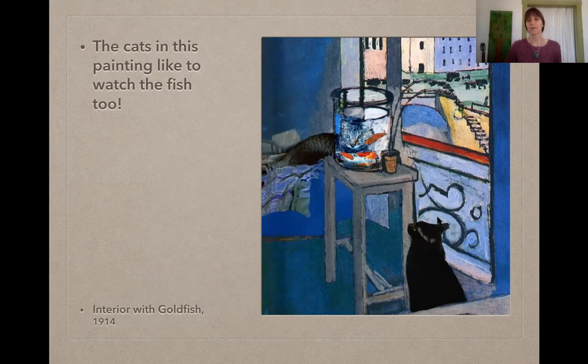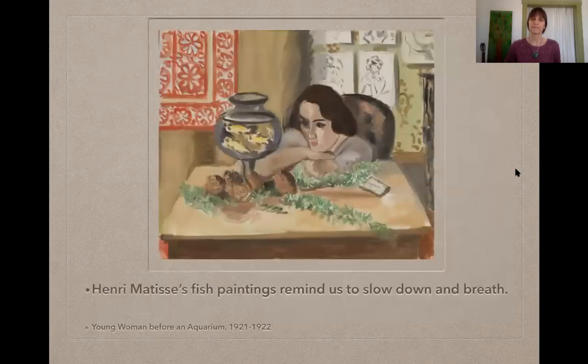You'll also notice that once again, he made the interior of a room, and then through the window, we have a whole other scene. And this piece is called Interior with Goldfish and was painted in 1914. Henri Matisse's fish paintings remind us to slow down and breathe. This piece is called Young Woman Before an Aquarium and was painted in 1921 to 1922.